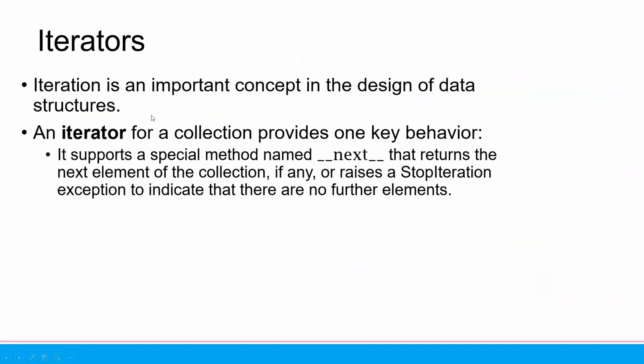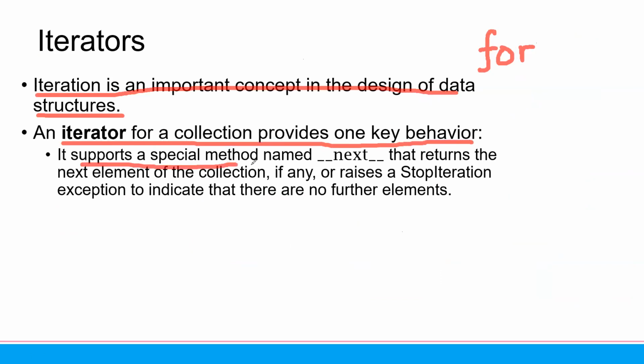And yeah, one example that we can learn from this kind of data structure is the iterators. If you learn iterators, it is one of the important concepts in the design of data structures. So if you understand the for loop, it is very important in every data structure.